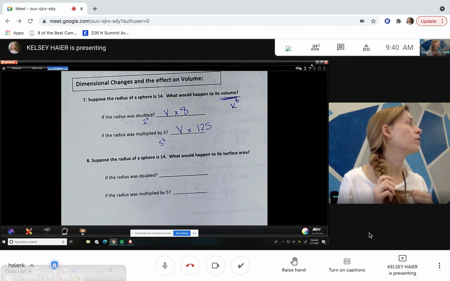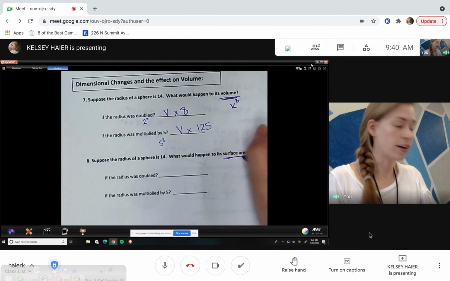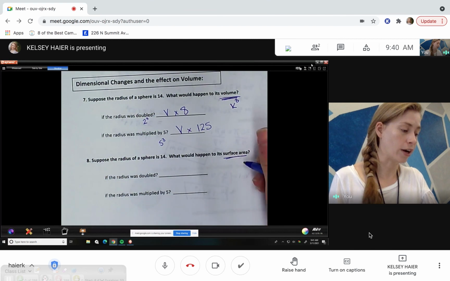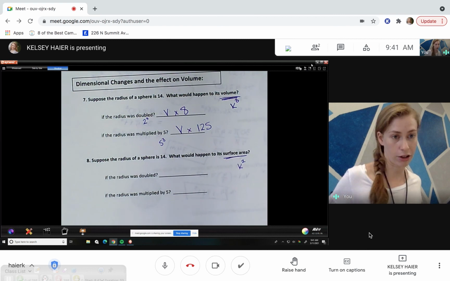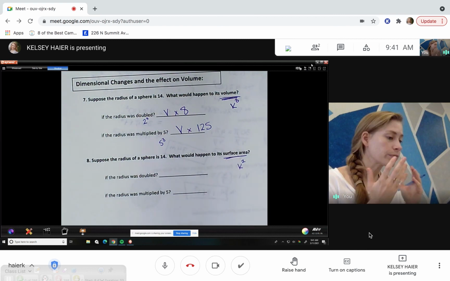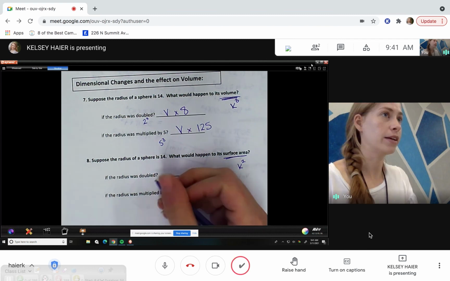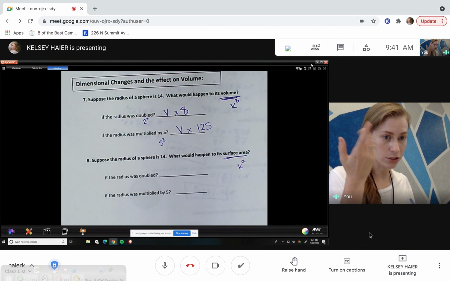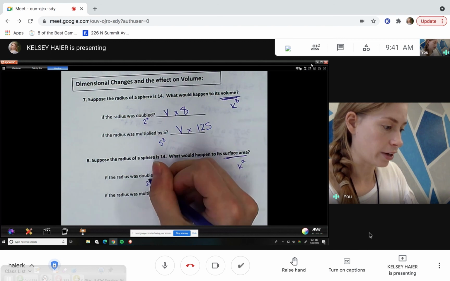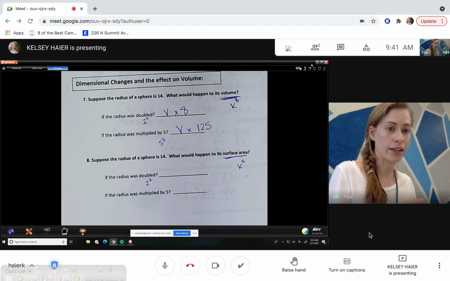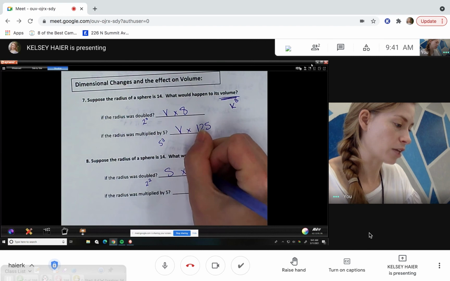Now, with surface area, it's the same gist, okay? So remember, with surface area we are taking units squared, so we're doing the same thing with our scale factor. We're just squaring the scale factor. So if we were to double the radius, well, think about it, we just have r squared, so therefore we're just squaring our scale factor. So if we're doubling our radius, the surface area is going to be 4 times larger than the original.